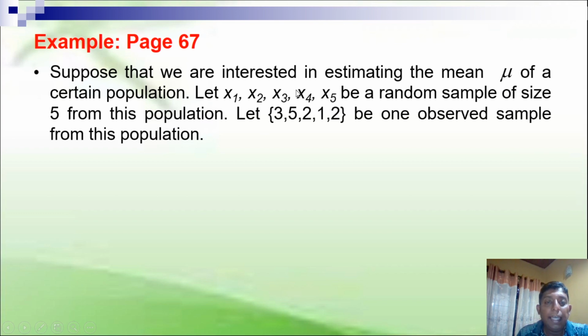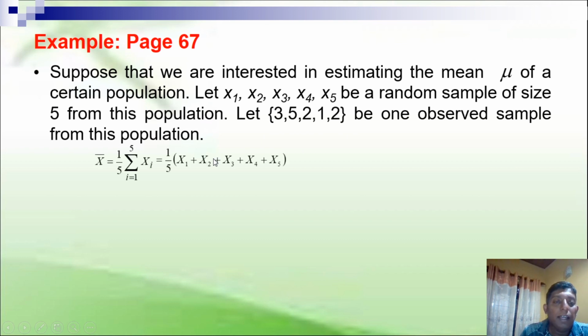Now suppose we take a random sample of size 5. These are the 5 sample observations x1 up to x5, a random sample of size 5 from this population. Suppose x1 equals 3, x2 equals 5, x3 equals 2, x4 equals 1 and x5 equals 2. We suppose this is the one sample of size 5 taken from this population.